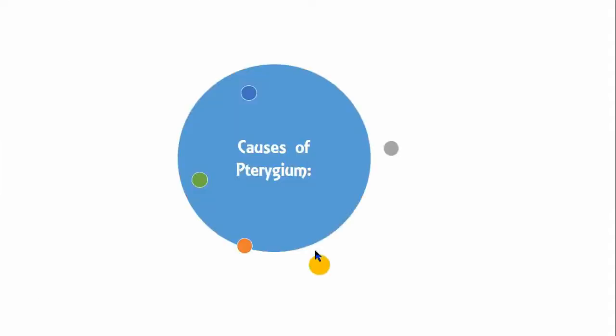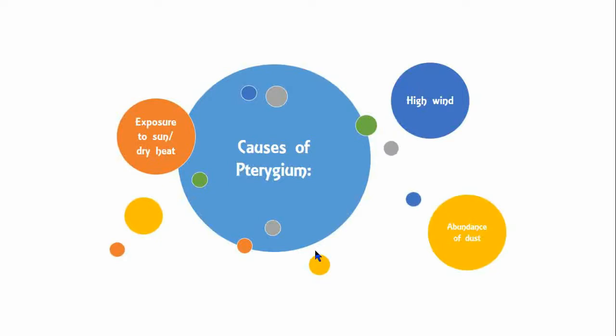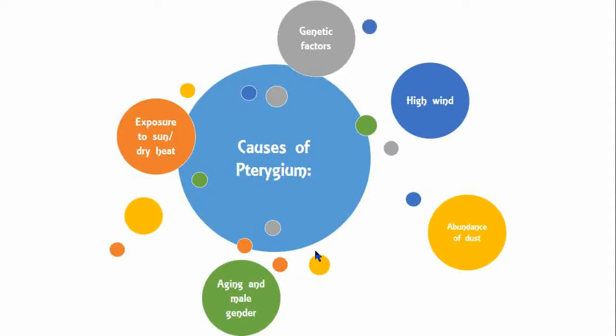Causes of pterygium. Etiology of pterygium is not definitely known, but the disease is more common in people living in hot climates. Therefore, the most accepted view is that it is a response to prolonged effect of environmental factors such as exposure to sun containing ultraviolet rays, dry heat, high wind, and abundance of dust. Pterygium is more common in elderly males doing outdoor work. Genetic factors also appear to be involved.